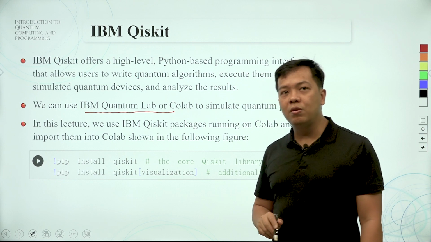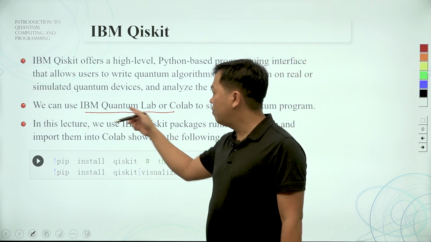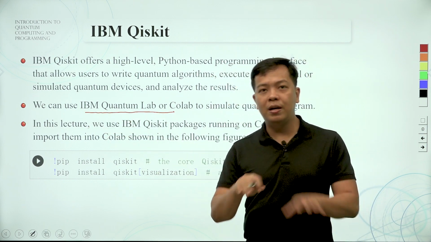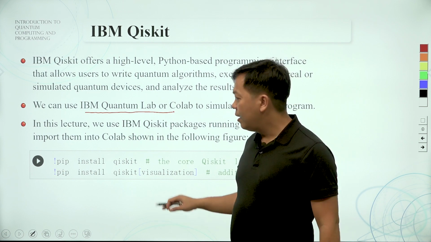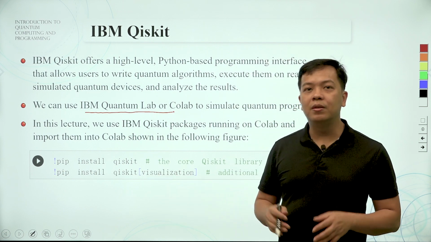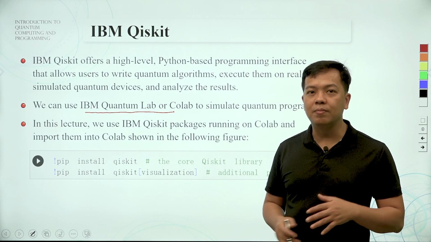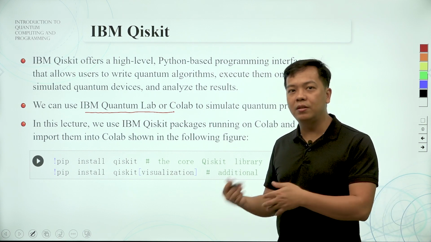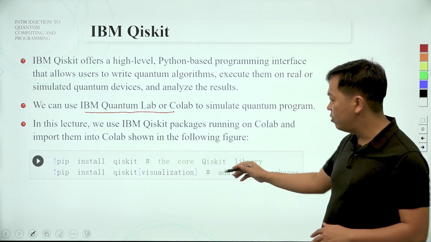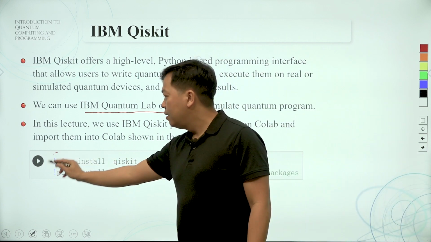You can go to Google and search for IBM Quantum Lab. Go there and click the link, and they will provide you with a GUI and an account. You can register and log in and try to use some coding.